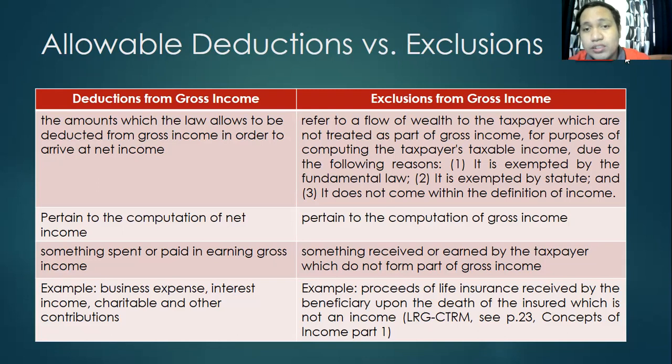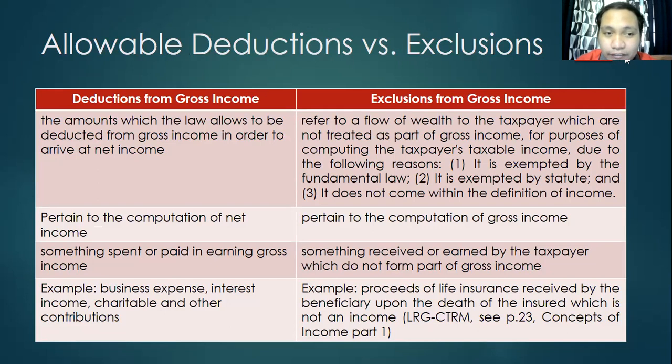Whereas yung exclusions, it refer to flow of wealth to the taxpayer which are not treated as part of gross income. So ito yung income siya per se, na-receive mo siya, gain, profit, di ba, within a taxable year, but it is not the income as defined by the law, by the tax law. Okay? So that is why it is excluded because it is exempted by fundamental law, by the statute, or it's not within the definition of income. Okay?